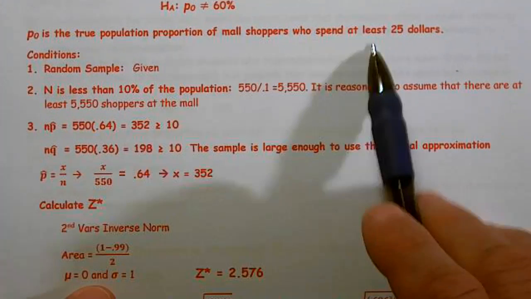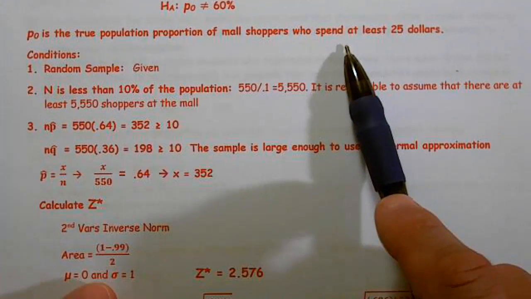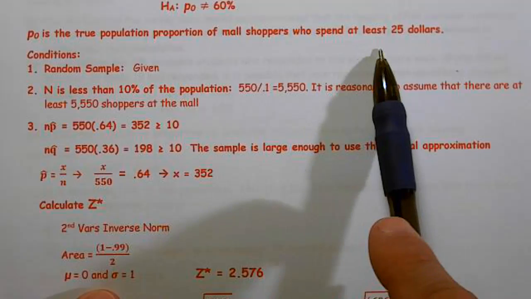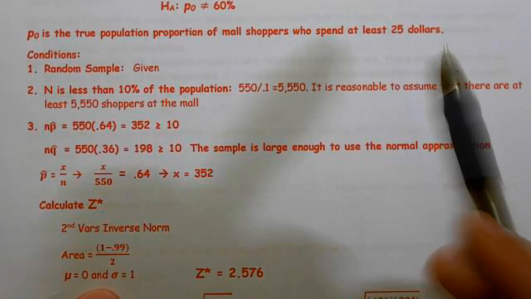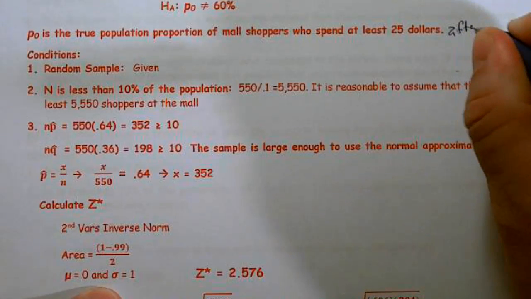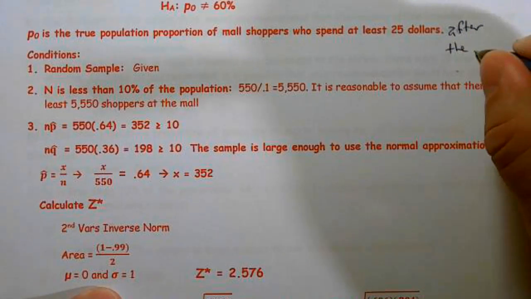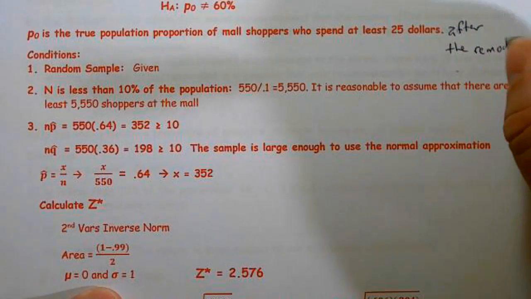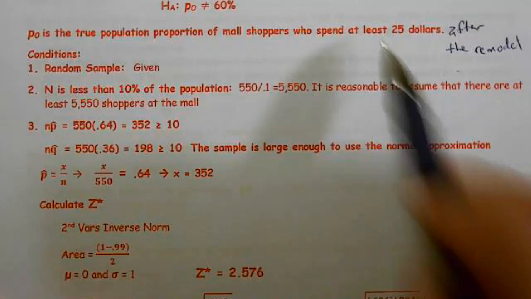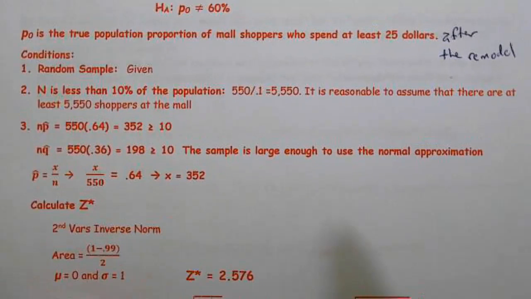Here's my restatement of the parameter: the true population proportion of mall shoppers who spend at least $25. And this is really after the remodel. It's those shoppers, and I'm just saying that for your clarification. This is a good enough sentence for what we're doing.